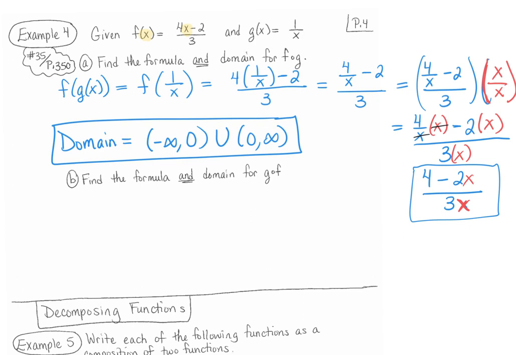Okay, so now we want to find the formula and the domain for g composed with f. Same flavor, just we're doing g composed with f instead of f composed with g. So now we're finding g composed with f of x. What do we put in first? 4x minus 2 over 3. Very good. So you're finding g of (4x minus 2) over 3. Now tell me what we do.